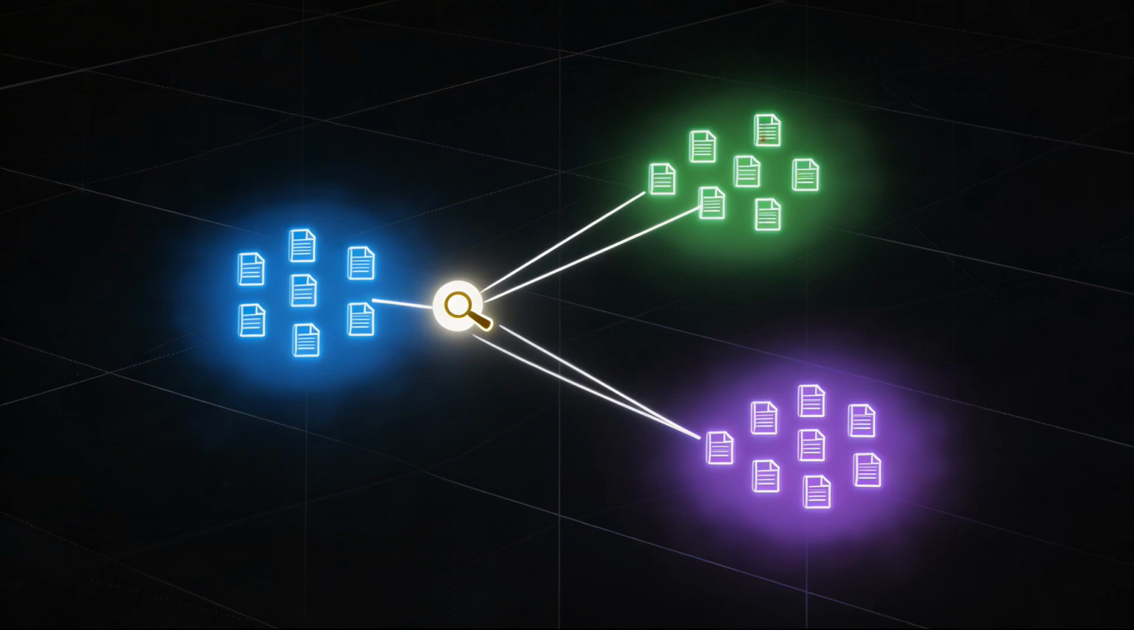The secret sauce is how the search works. Traditional search matches keywords. If you search for shipping delay, it only finds documents containing those exact words. RAG uses something called vector search, which matches meaning instead of words.